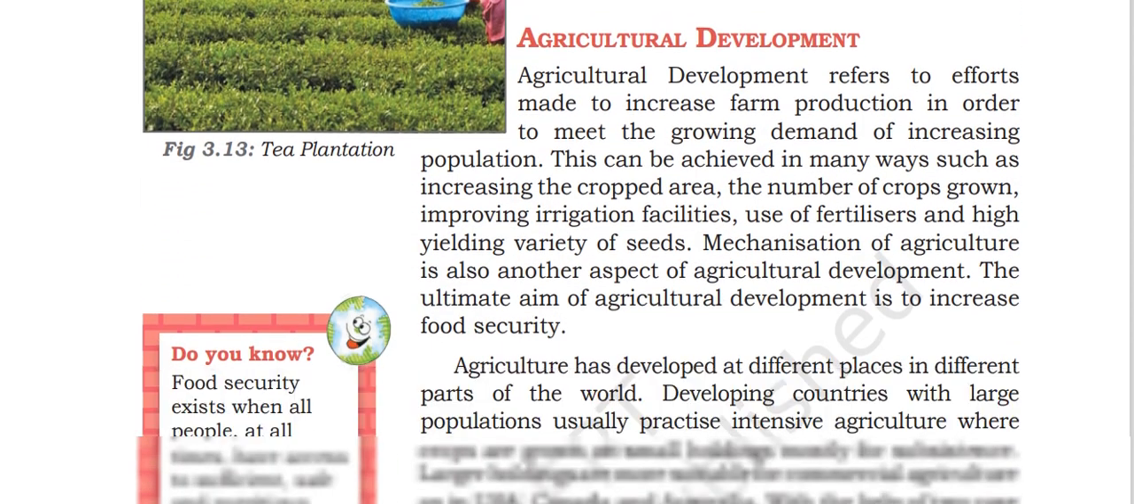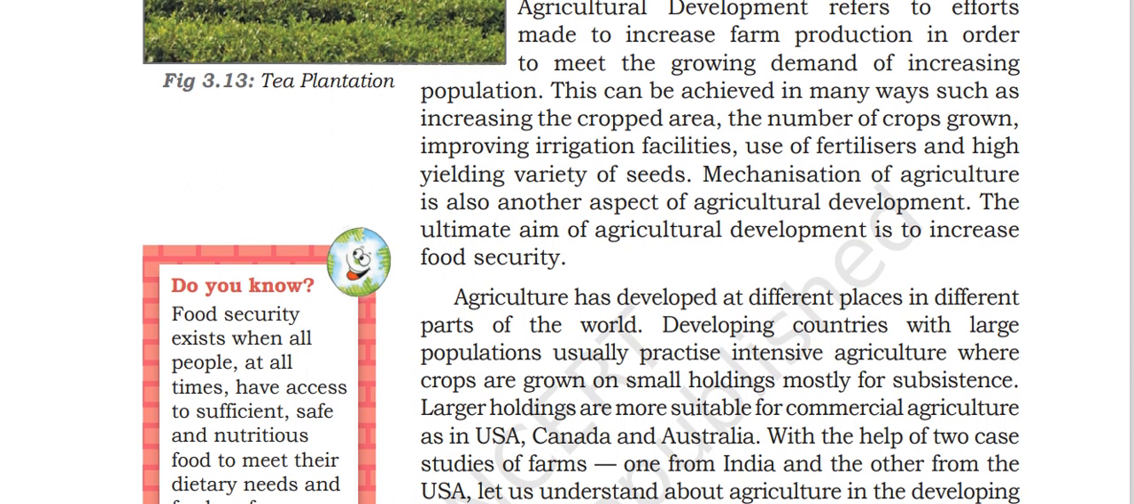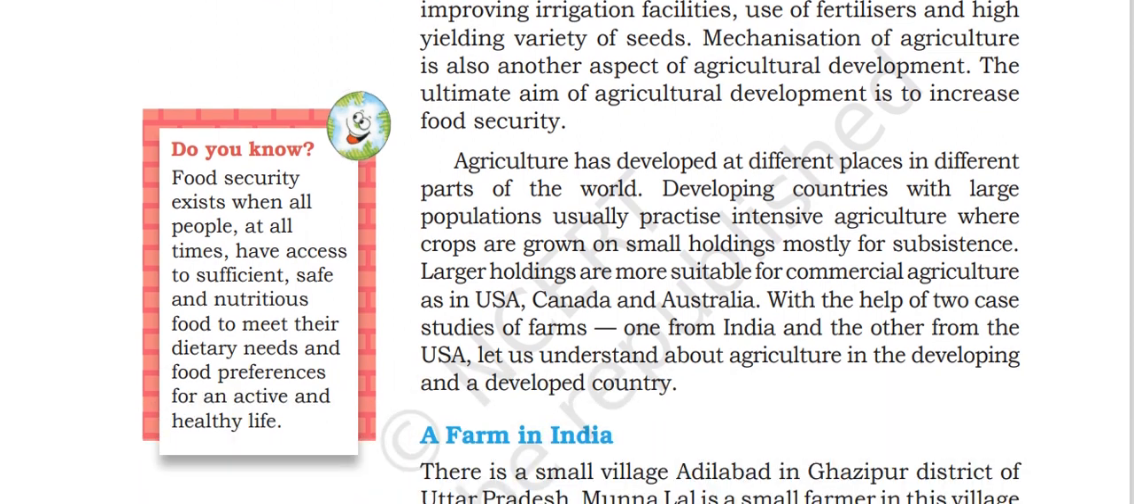Agriculture development refers to the effort made to increase farm production in order to meet the growing demand of an increasing population. This can be achieved in many ways, such as increasing the crop area, the number of crops grown, improving irrigation facilities, use of fertilizer, and high yielding varieties of seed. Mechanization of agriculture is another aspect of agricultural development. The ultimate aim of agriculture development is to increase food security.